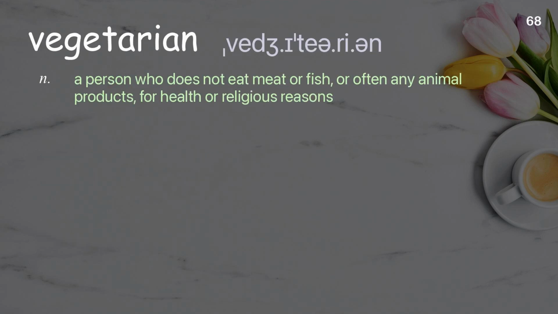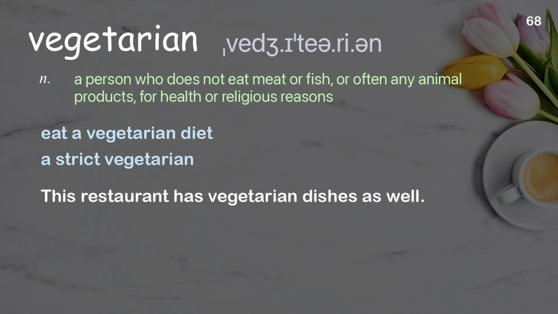Vegetarian: A person who does not eat meat or fish, or often any animal products, for health or religious reasons. Examples: Eat a vegetarian diet. A strict vegetarian. This restaurant has vegetarian dishes as well.